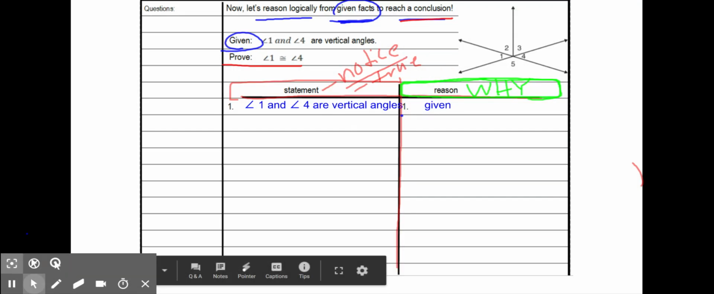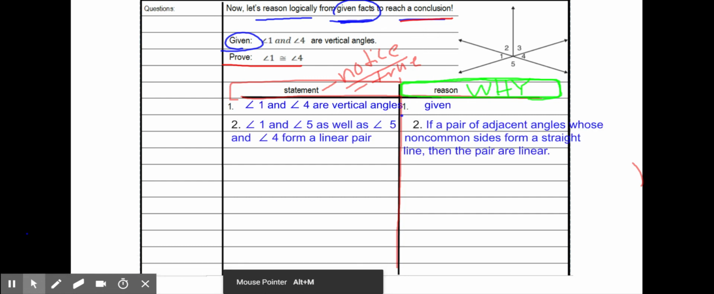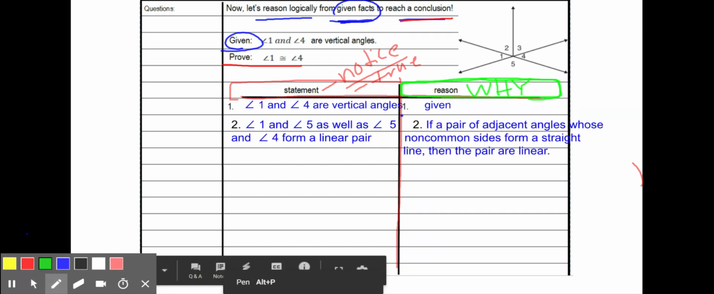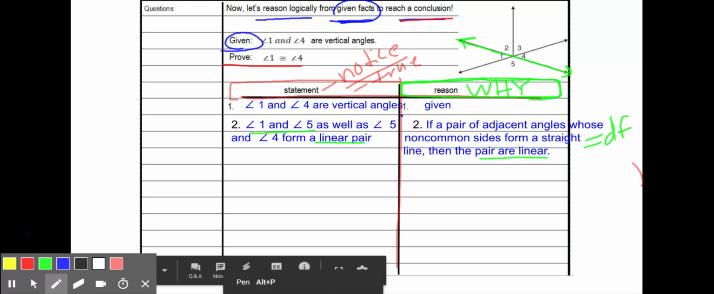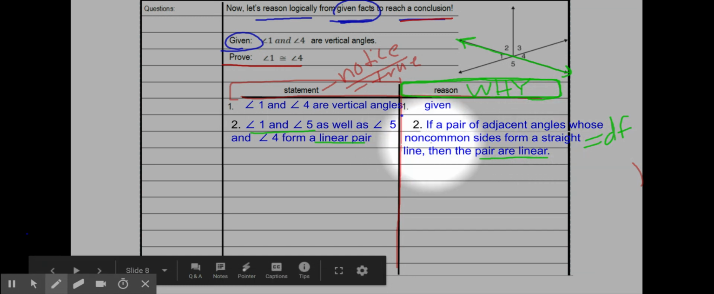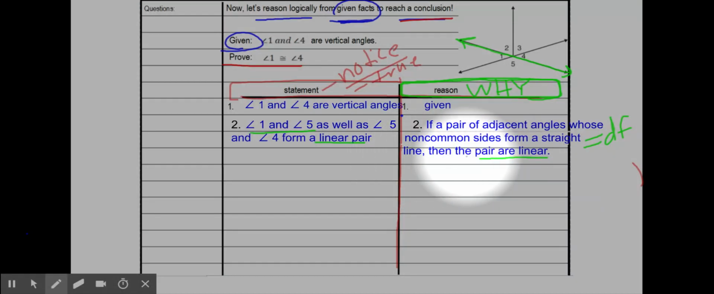I notice that angle 1 and angle 5, look at this, they're a linear pair. Together they're adjacent and they form a line. Why can I say that? I'm using the definition. This symbol, df, means a definition, the definition for linear pair. The definition is: if a pair of adjacent angles has non-common sides that form a straight line, then the pair is linear.